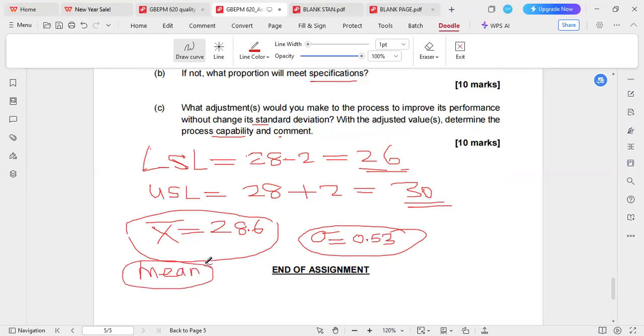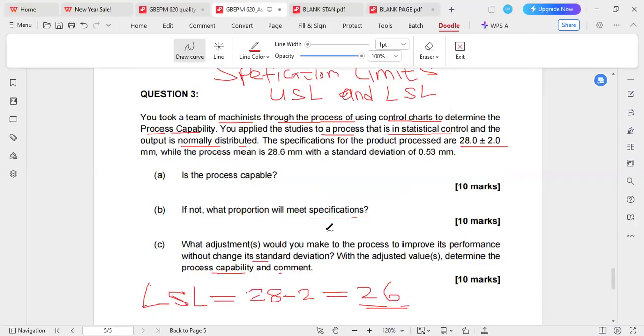Okay. So from here now, what is going on is that we need to find the process capability index and the process capability ratio. We need to find the CP and the CPK. So we have the aspects where you need to find the CP and the CPK.